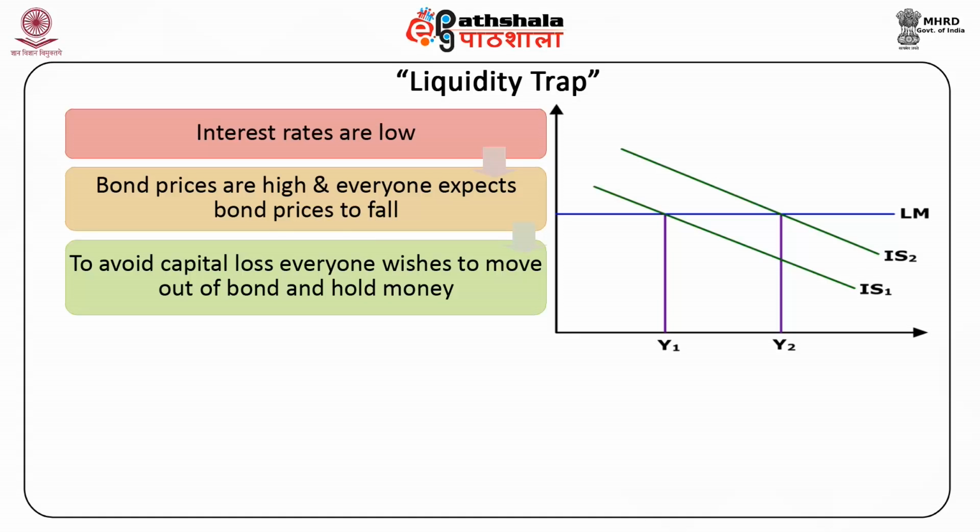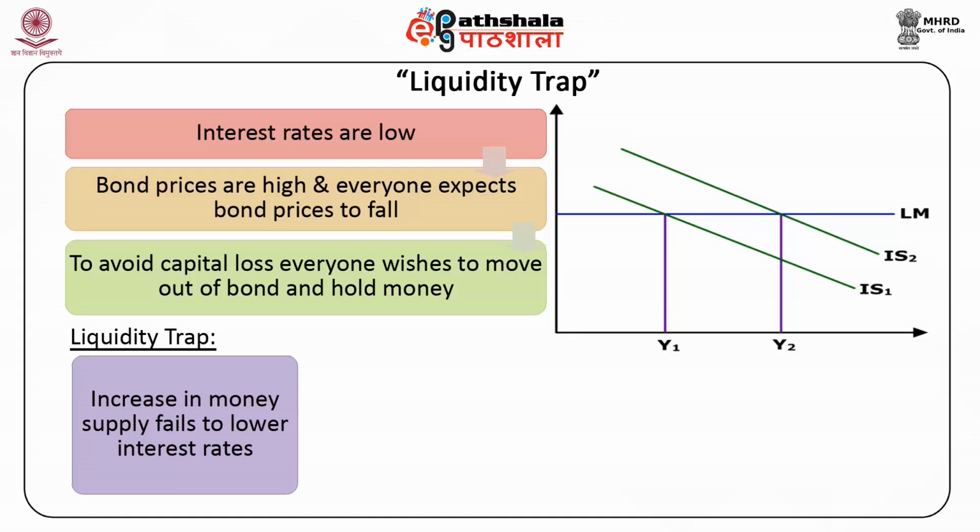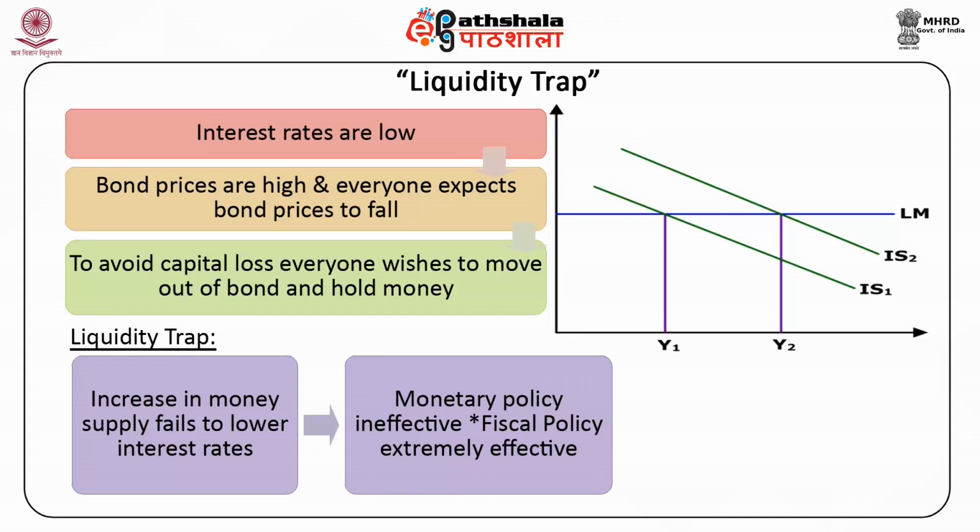and hold money. Once the economy is in a liquidity trap, an increase in money supply fails to lower interest rates any further, since people willingly hold any extra money that is pumped into the system. In this case, monetary policy is ineffective as it has no impact on output. However, fiscal policy is extremely effective in this case.